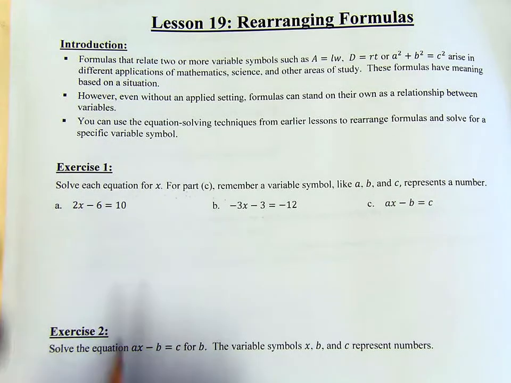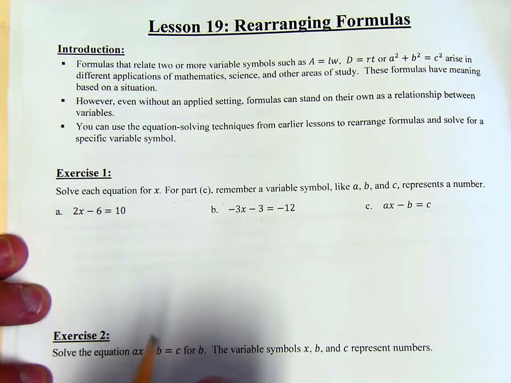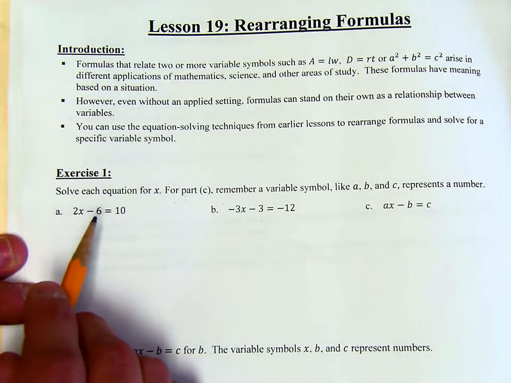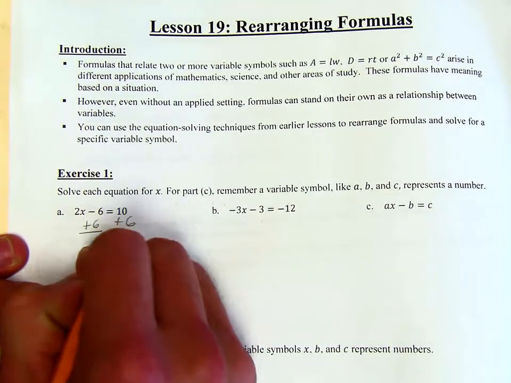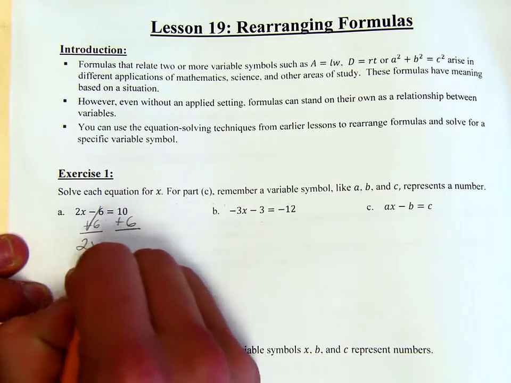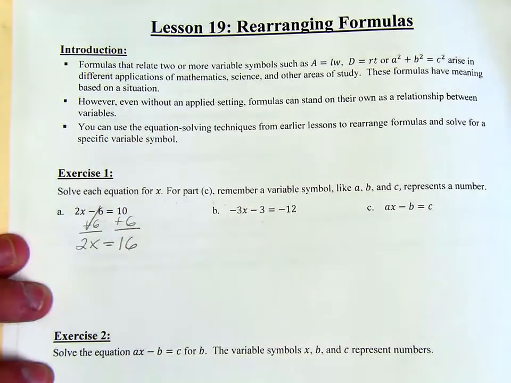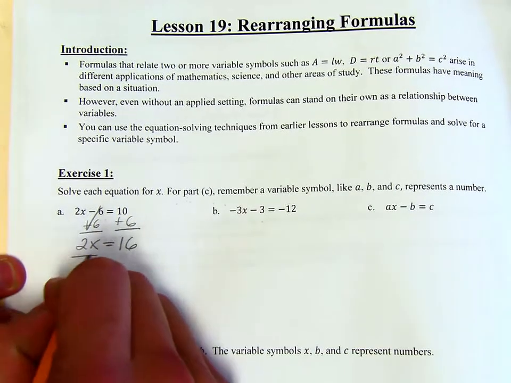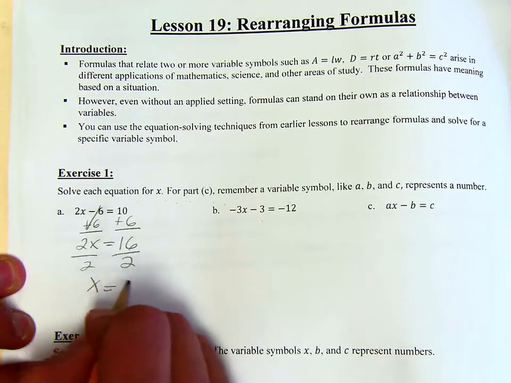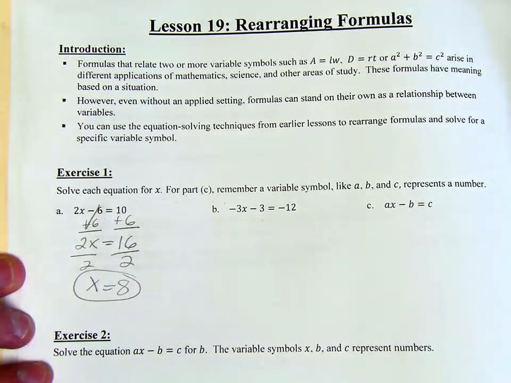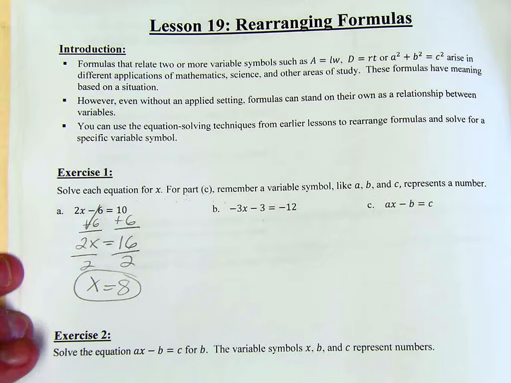We have 2x minus 6 is equal to 10. So the first thing that we're going to do is add 6. Add 6. So we get that 2x is equal to 16. Then we're going to divide by 2. Divide by 2. So we get that x is equal to 8. Okay? So now let's solve the second one.